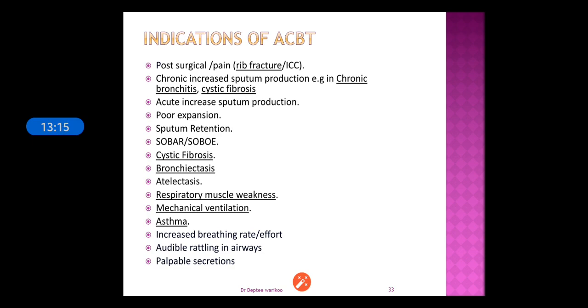So what are the indications of ACBT? You can perform ACBT in post-surgical patients, and patients with chronic diseases like cystic fibrosis, bronchitis, acute increased sputum production, if there is poor expansion of the chest, if there is retention of the sputum, bronchiectasis, atelectasis, or respiratory muscle weakness, if the patient is on mechanical ventilation, suffering from asthma, or has audible rattling in airways or palpable secretions. In all these cases, ACBT has been found to be effective.